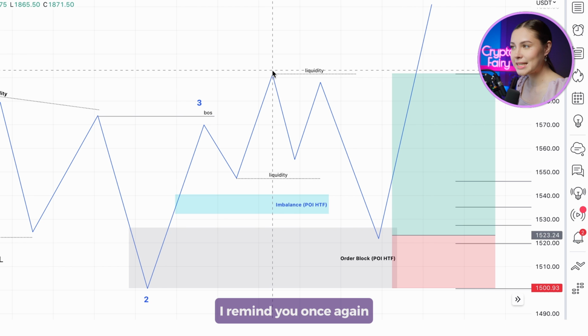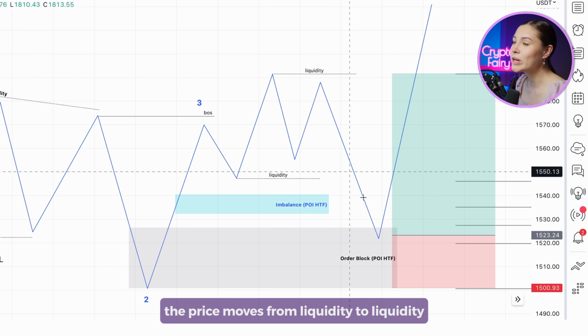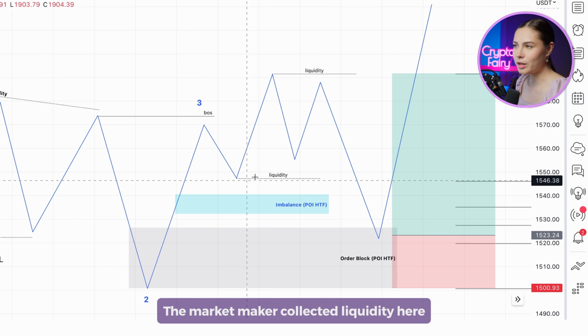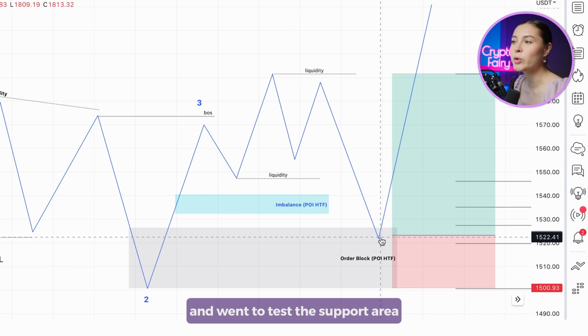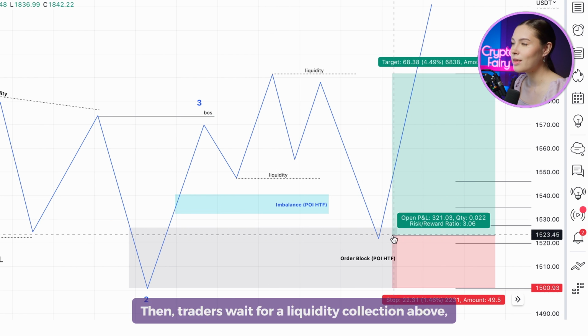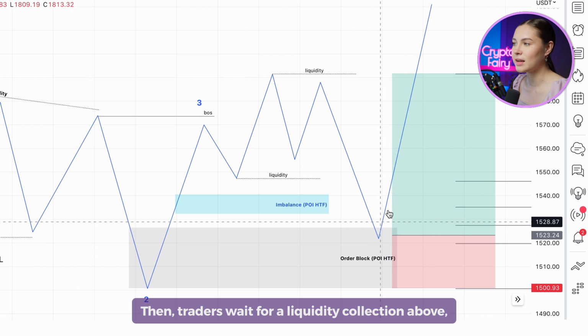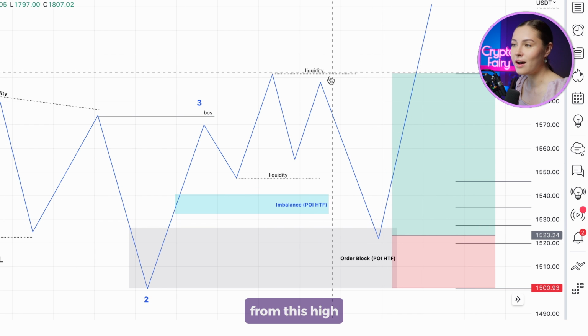I remind you once again, the price moves from liquidity to liquidity. The market maker collected liquidity here and went to test the support area where we enter a trade. Then, traders wait for a liquidity collection above, from this high. Fibonacci retracement aims to find the best entry point after the correction.